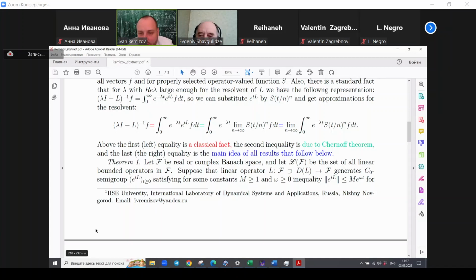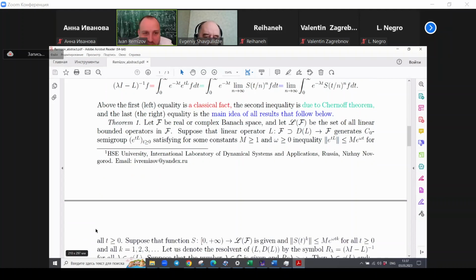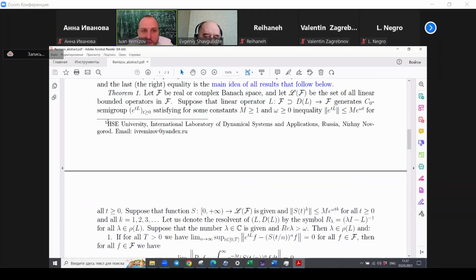More questions? No. Okay, then I proceed. So here is a general theorem which says that suppose we have Banach space, set of all linear bounded operators. We have operator L, and C0 semigroup satisfies the general condition for C0 semigroups, which is not restrictive because for every semigroup there exists some constant M and omega that is satisfied.